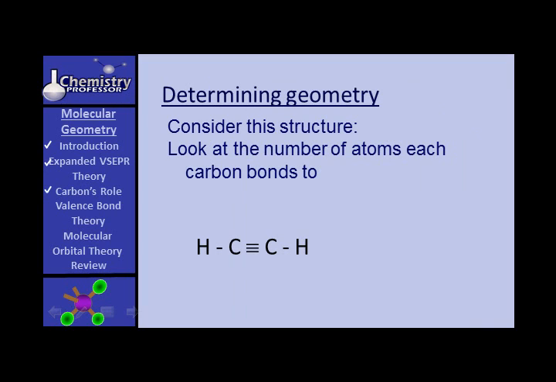Look at the number of atoms each carbon bonds to here. Look at this one. How many different atoms is it bonded to? It's bonded to 2 atoms. And what is its geometry? It is linear. Now sometimes these molecules will get really big, and it can be trigonal-planar in one place and linear in another and tetrahedral in another, depending on which carbon you're talking about. So we take these carbon by carbon.